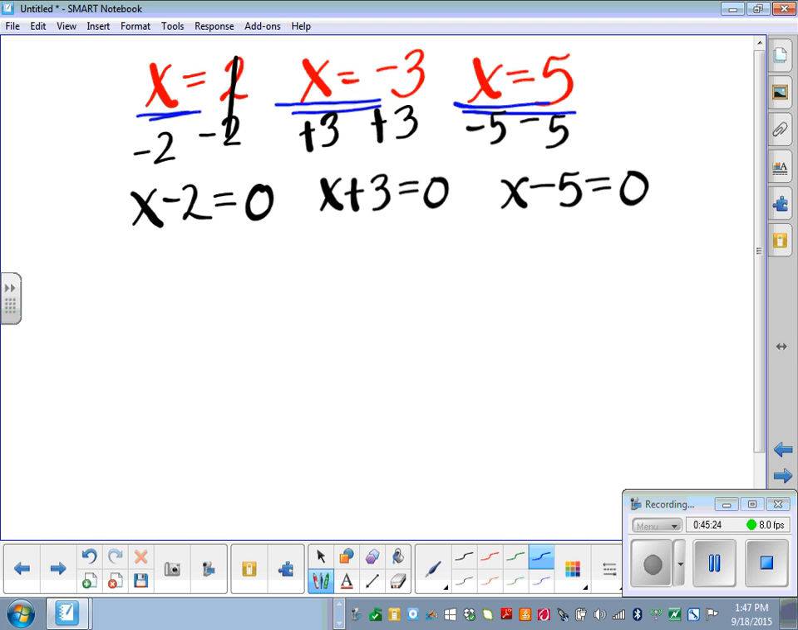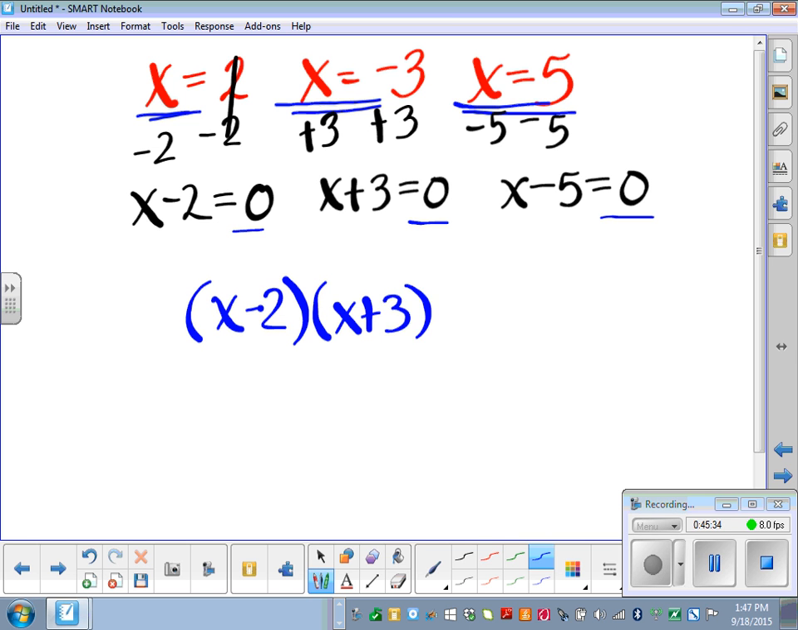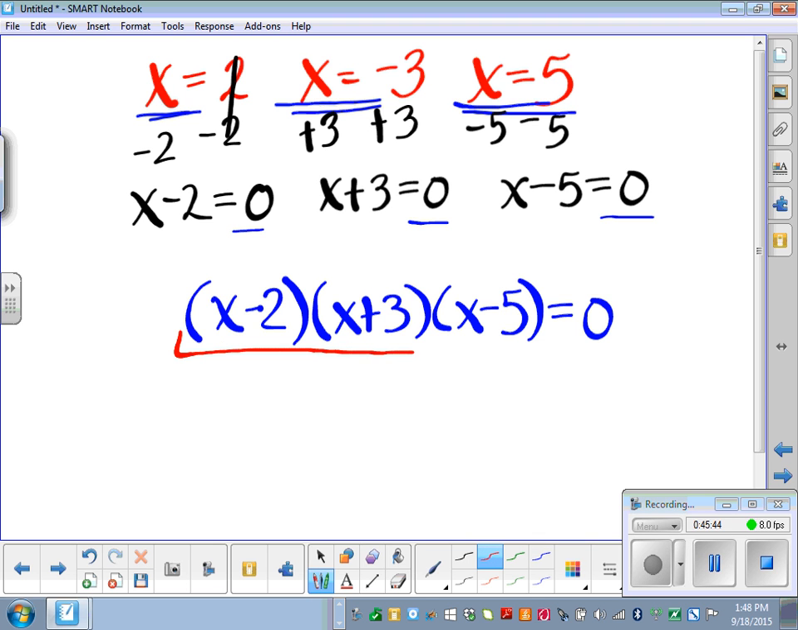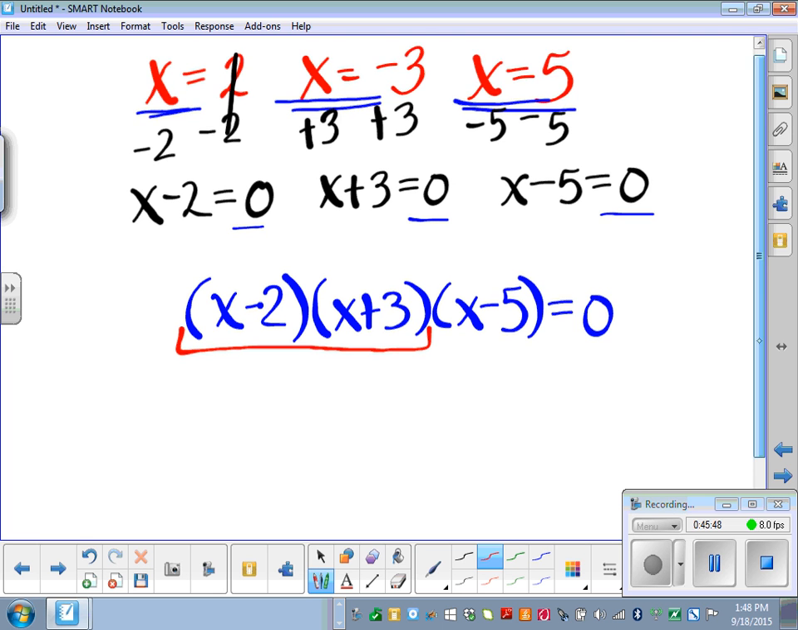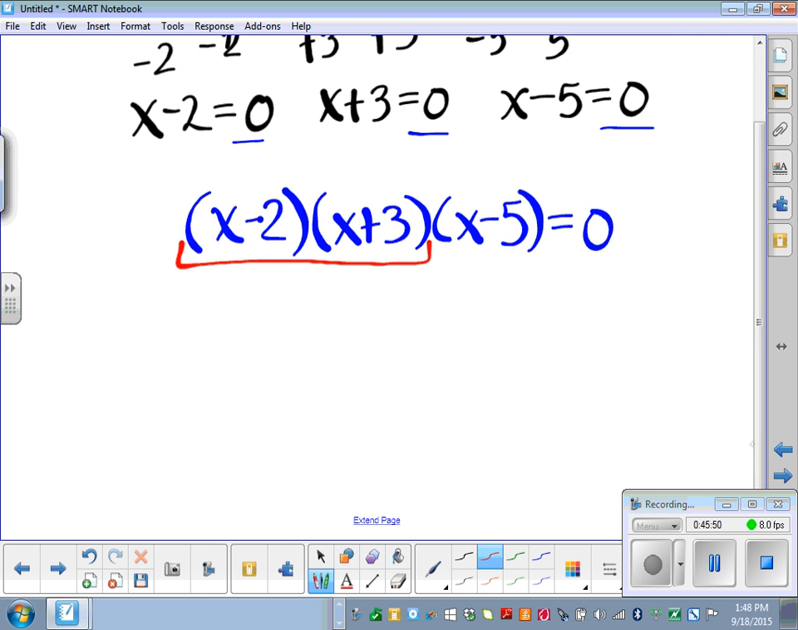Okay, so now that we're here, notice they're all equal to 0. So we're working backwards here. We can put them back together and say x minus 2 times x plus 3 times x minus 5 is equal to 0. So we're working backwards. We're going to bring these back together, and now we'll multiply them together. Now, I would focus on 2 of them and multiply those together before I try to multiply all 3 of them together. So I'm going to ignore this for a minute.